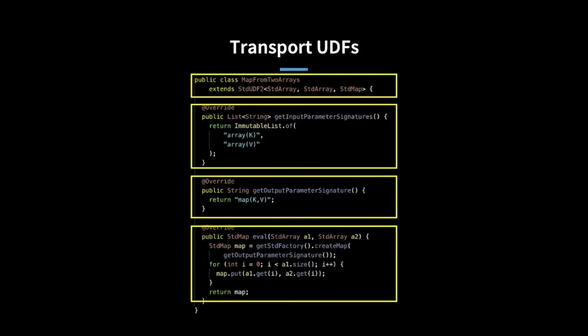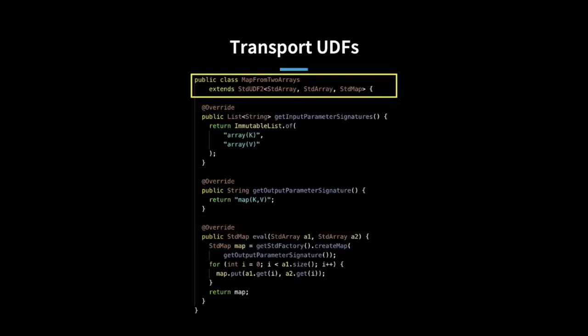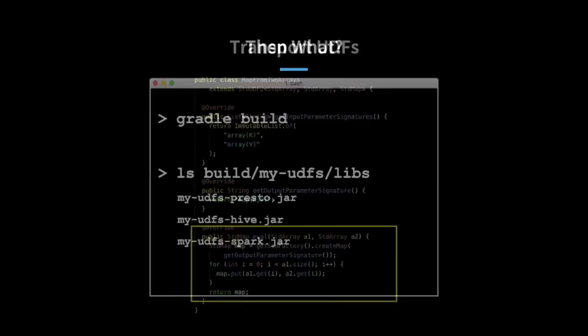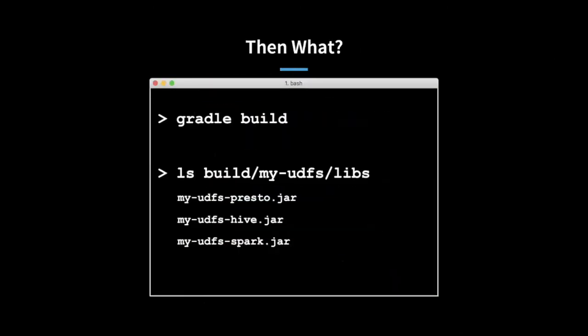So this is what users need to write in order to define a Transport UDF. But then how do they get to execute that UDF on another engine or a specific engine? It's very simple. What they need to do is to build the project.